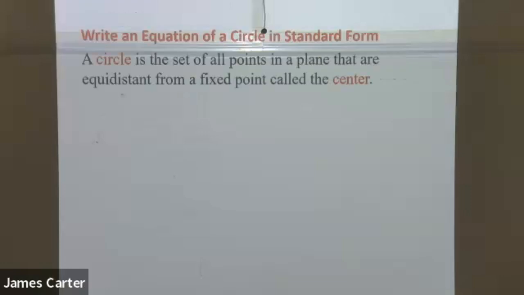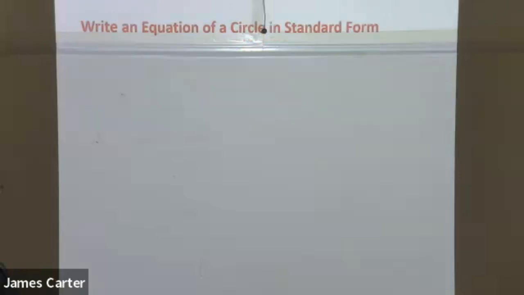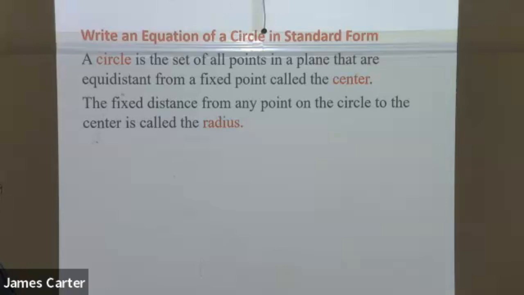Circles. Whoops, let's put that definitions back up here. I don't know if you need to write this down or not. Circle is a set of all points in a plane that are same distance from a fixed point called the center. The fixed distance from any point on the center to the circle is called the radius. Okay, so the radius is half the diameter. Diameter is all the way across through the center. Radius is just from the center to the outside of the circle.